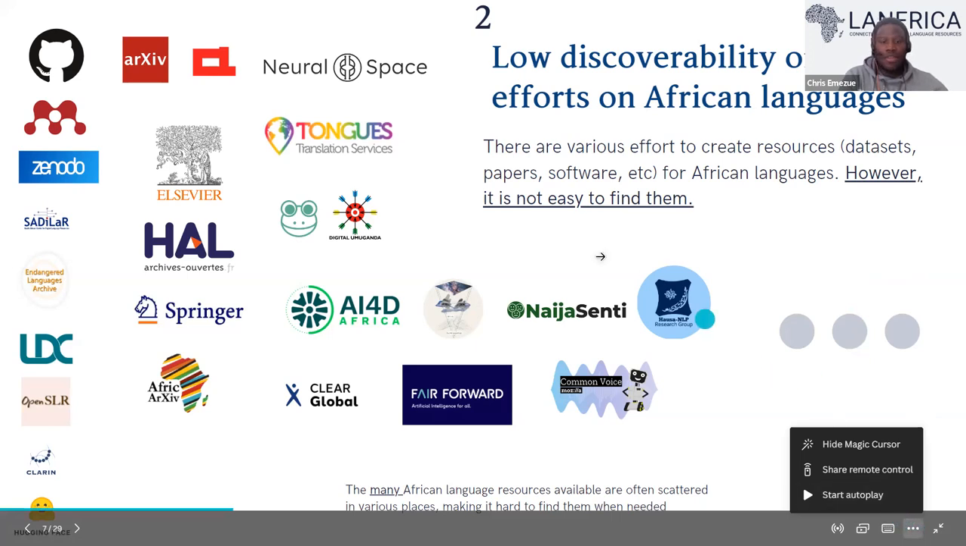So there are so many places where these resources are. And this is the second problem, because it makes it very difficult to discover them, especially as some of these places may not be so popular. So you cannot easily find them on Google search like that. Or some of these places may be quite hidden, so it's not so easy to know that there are even resources there.